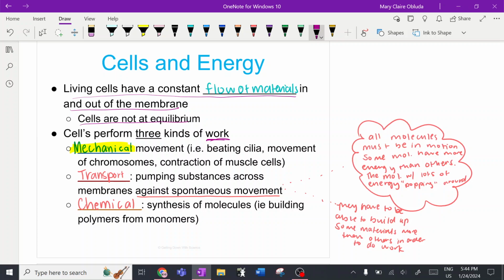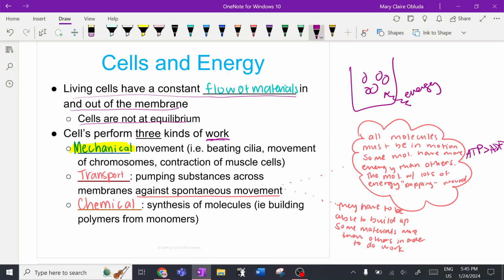So all molecules must be in motion. Some molecules have more energy than others. Think ATP, right? That has more than ADP. Okay? The molecule with lots of energy is kind of popping around. So think, if you ever took chemistry, you know that heat puts energy into the system and makes the molecules move all around and hit each other more. So think of that as energy went into that and made the molecules speed up and kind of move around more.